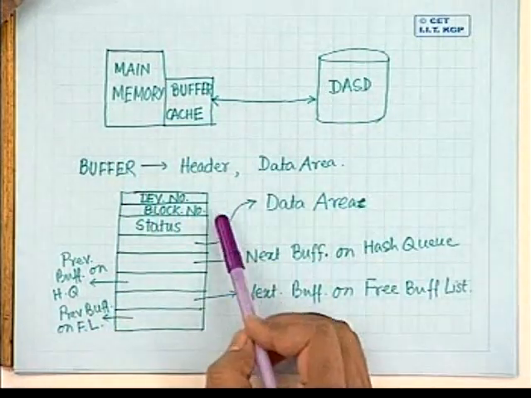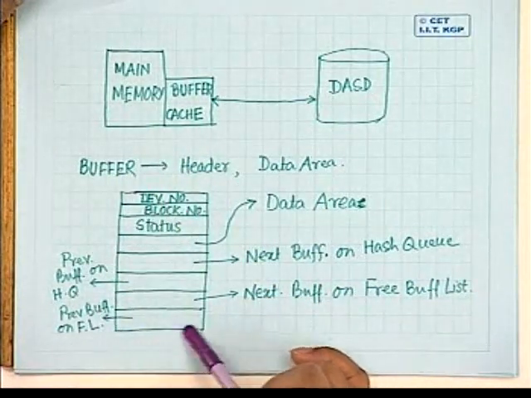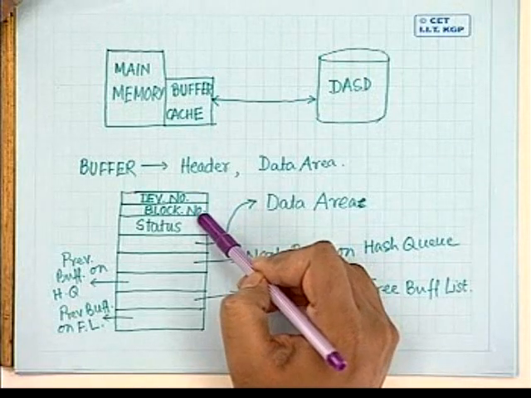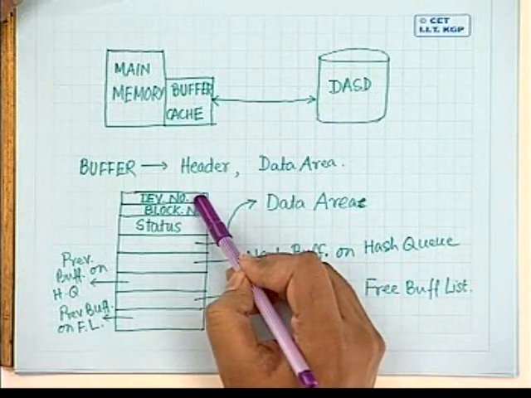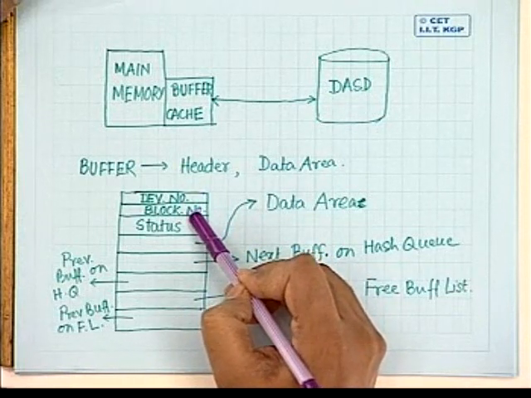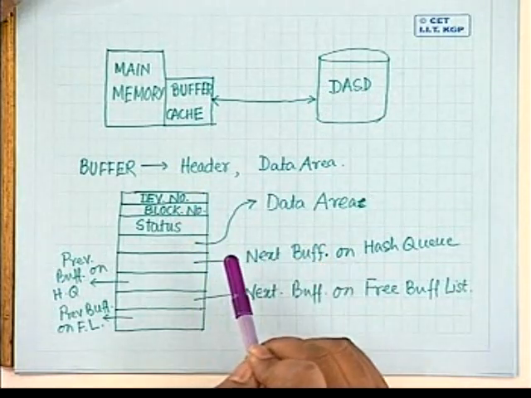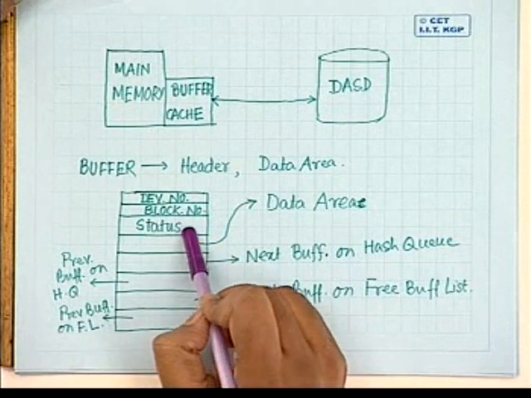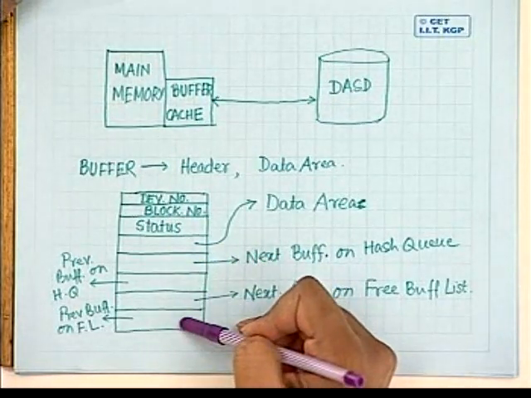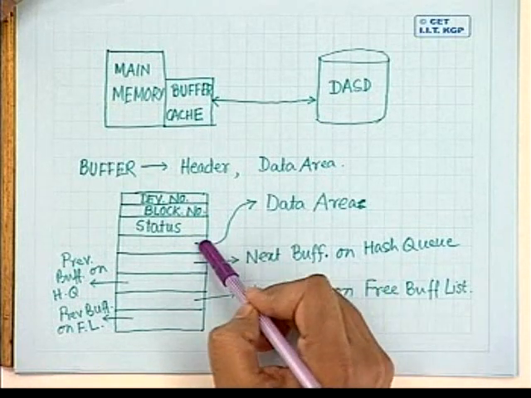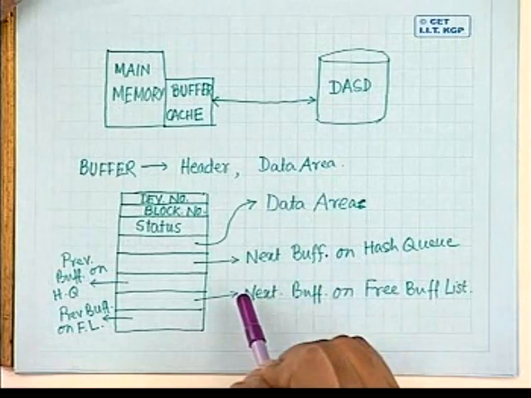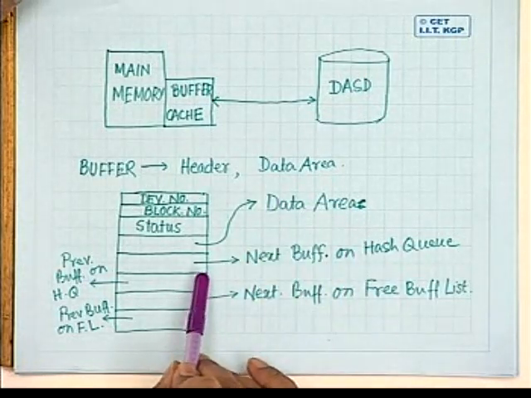And we have also said that the format of the header of buffers is something like this. The initial fields in the header contain the device number and block number, and these two fields identify a particular block on a disk. Then the next field will be the status field, and there are a number of pointer fields. First pointer points to the data area of that buffer.